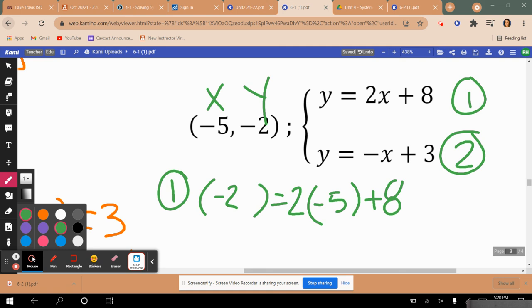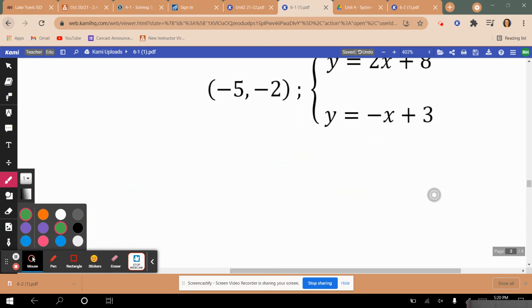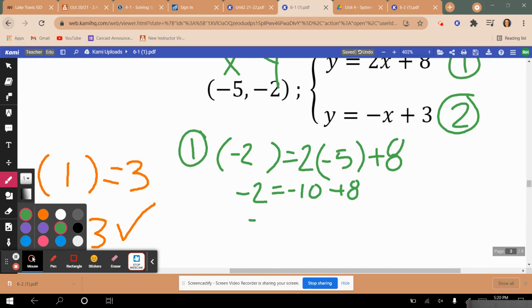All right. 2 times negative 5 is, good, negative 10. So negative 2 equals negative 10 plus 8. Negative 10 plus 8 is negative 2. So negative 2 equals negative 2. That checks out.